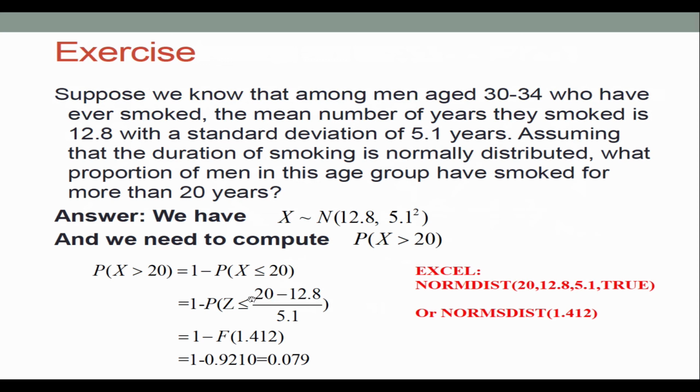Or you can first transform x into a standard normal distribution. You subtract the mean and divide by the standard deviation, and this number equals 1.412. Then you can use the simple NORM.S.DIST function and plug in this number. It also gives you the cumulative probability for a standard normal distribution at the point 1.412. This just shows you how to use Excel functions to calculate these normal probabilities. Any questions?